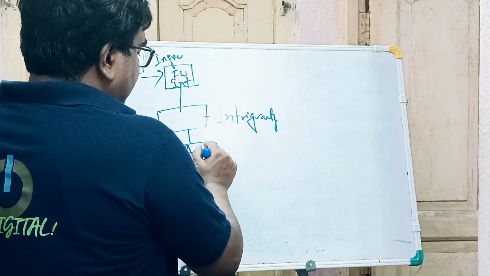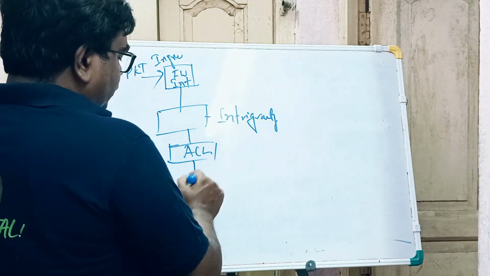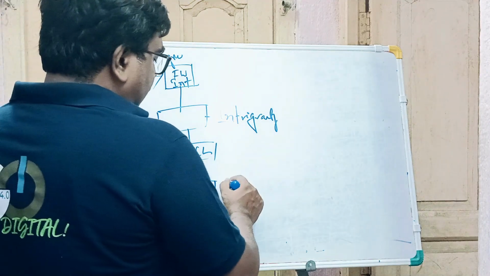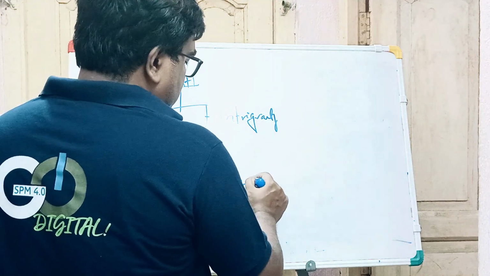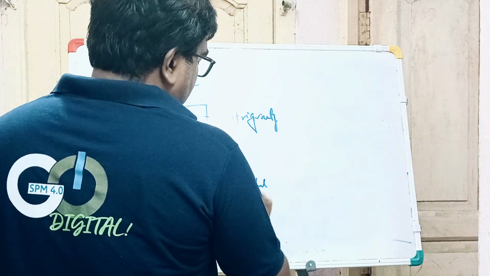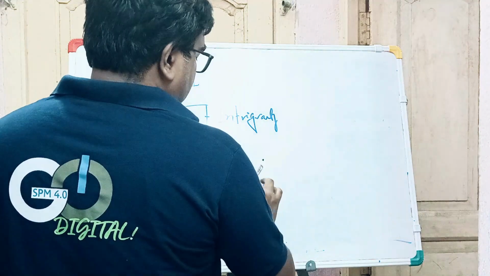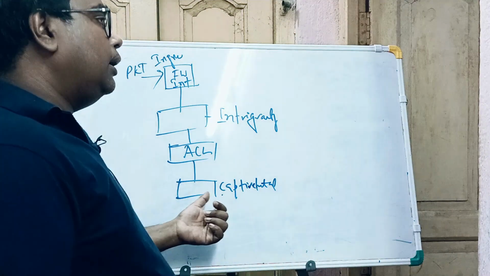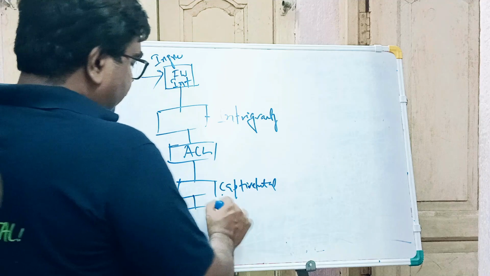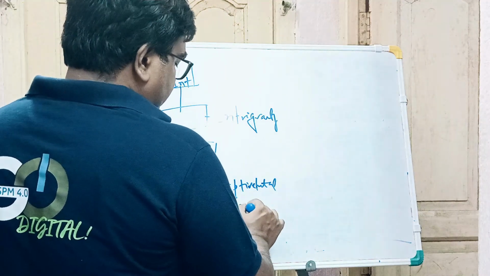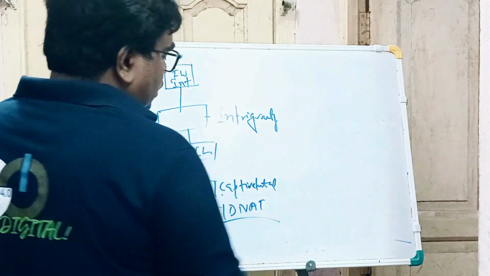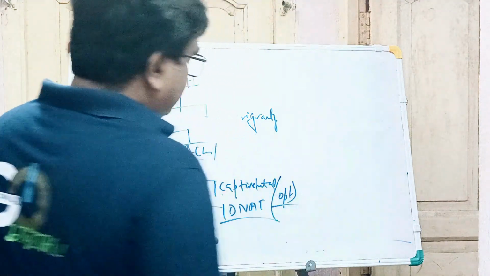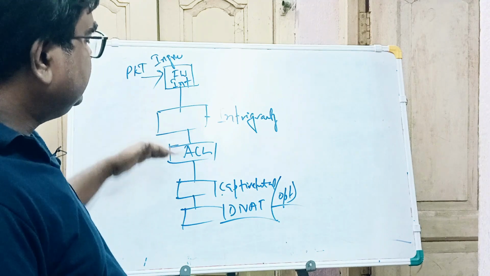If the integrity check passes on the firewall, the packet goes to the next level, called ACL. After the packet goes through the ACL level, it reaches the captive portal, and then the DNAT. The captive portal and DNAT are optional. They are not mandatory.